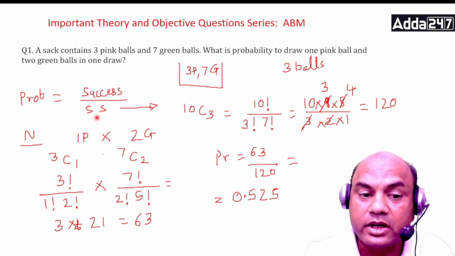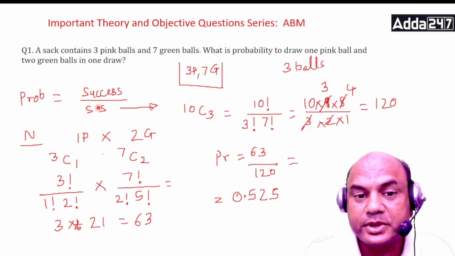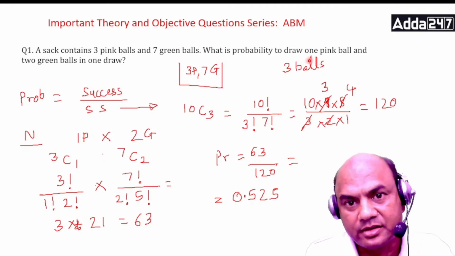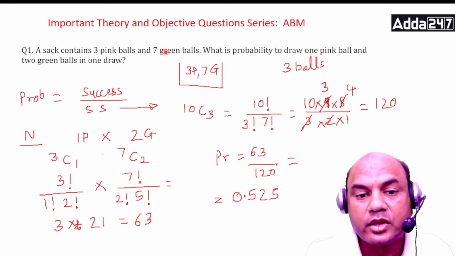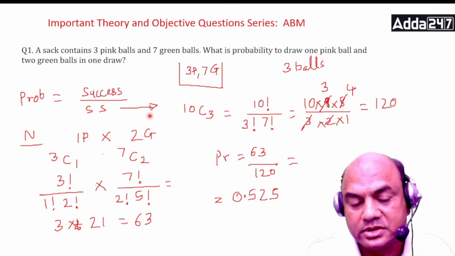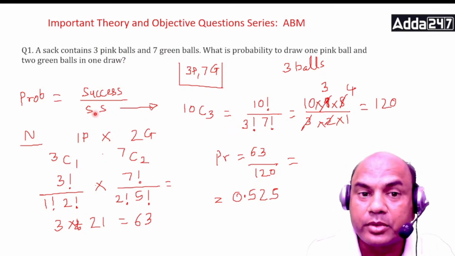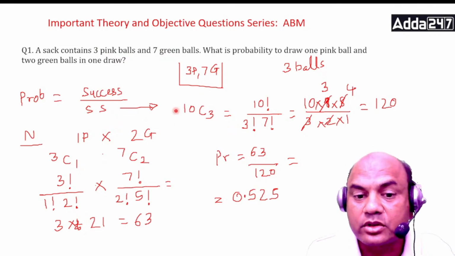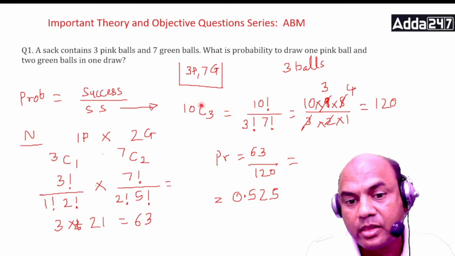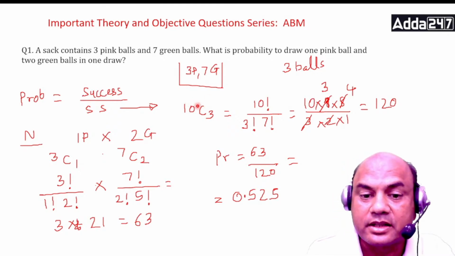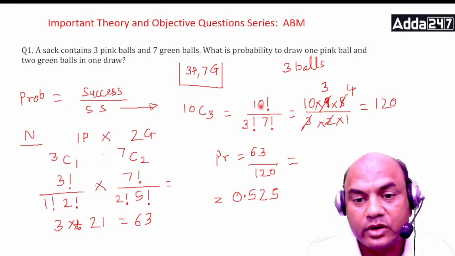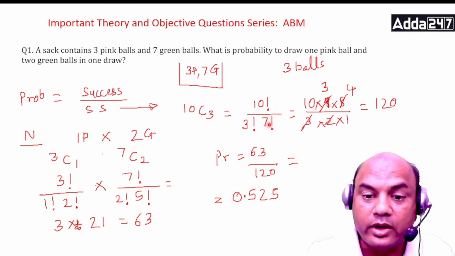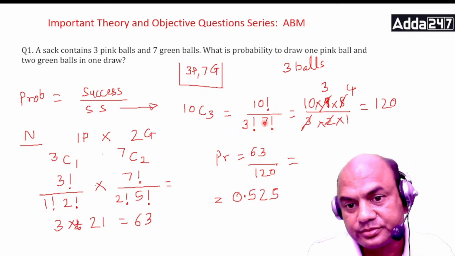So first find out the denominator. Sample space is what? I want 3 balls net. 3 balls out of how many? 3 and 7, 10. So out of 10 balls, I want 3 balls. So this can be done in how many ways? 10C3. This is a combination formula. What is the formula for this 10C3? It is like this, nCr. So n factorial upon r factorial into n minus r factorial.